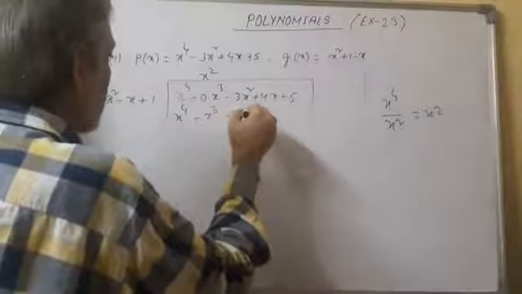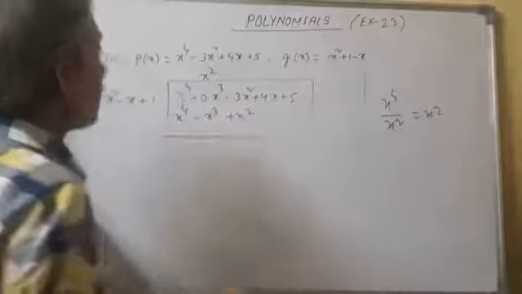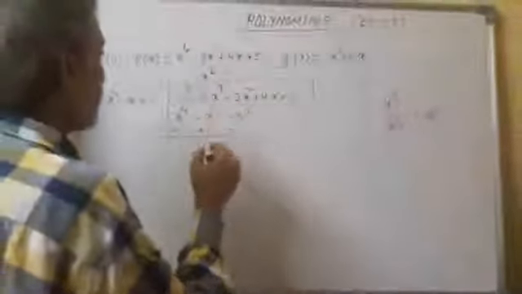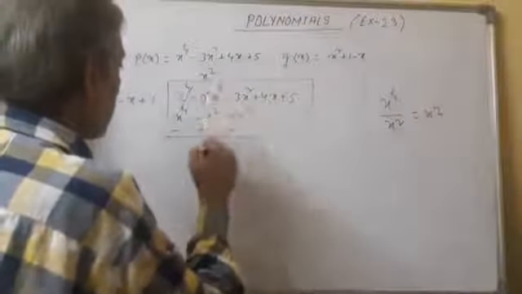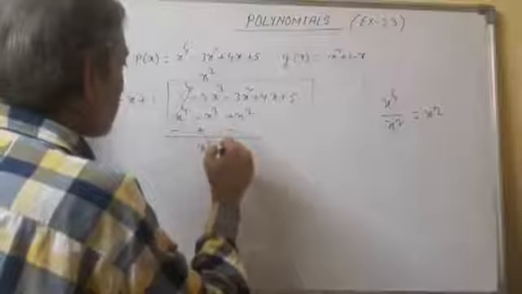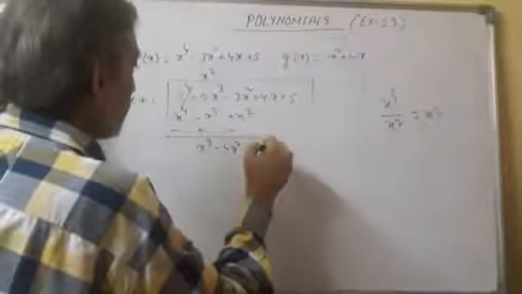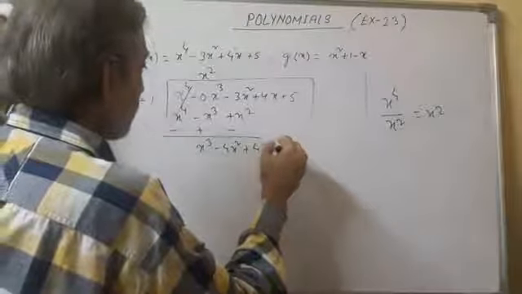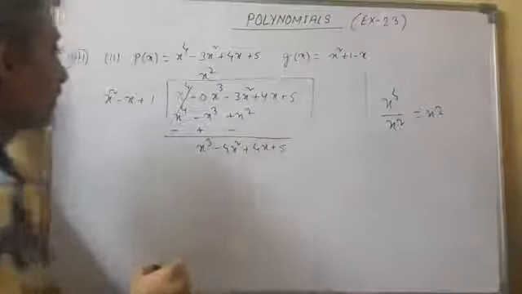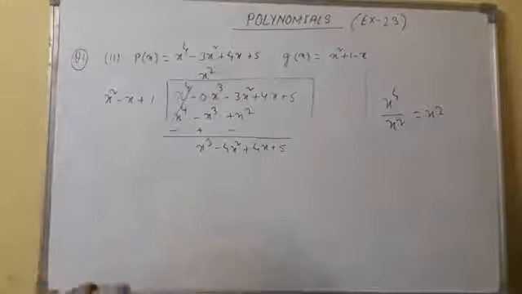So we are getting what? This thing. Now subtract it. This term cancels. So we are left with, simplify this, x cube minus 4x square plus 5.